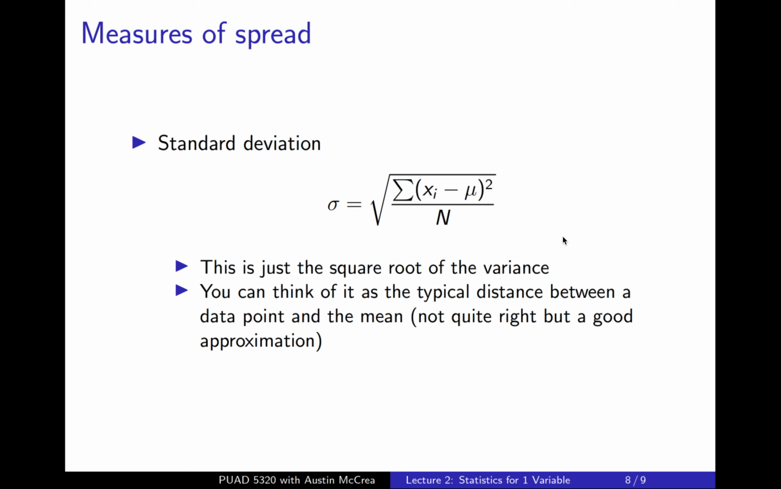Now the standard deviation is actually just the square root of the variance, right? So the opposite of sigma squared, right? To remove that square term, you would take the square root. And so we have the square root of the sum of all the x sub i's minus the mean squared divided by the total number of observations. And a way you can think about this is it's just the typical distance between a data point and the mean. And it's not exactly right in a pure mathematical sense, but it's a really good approximation.